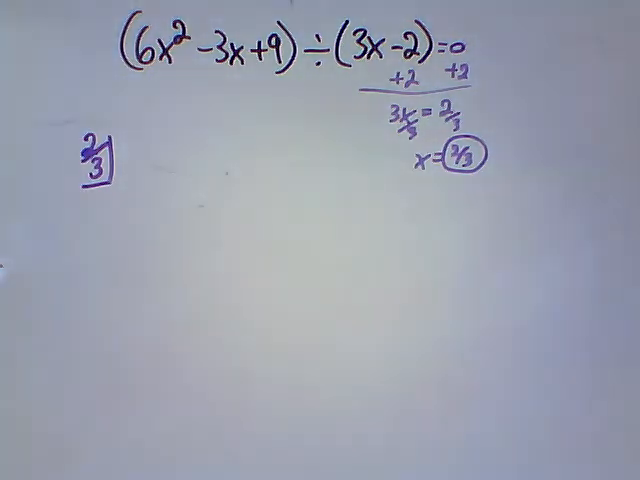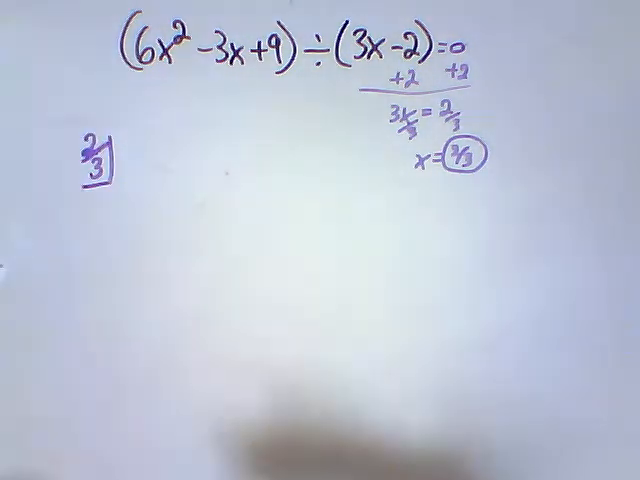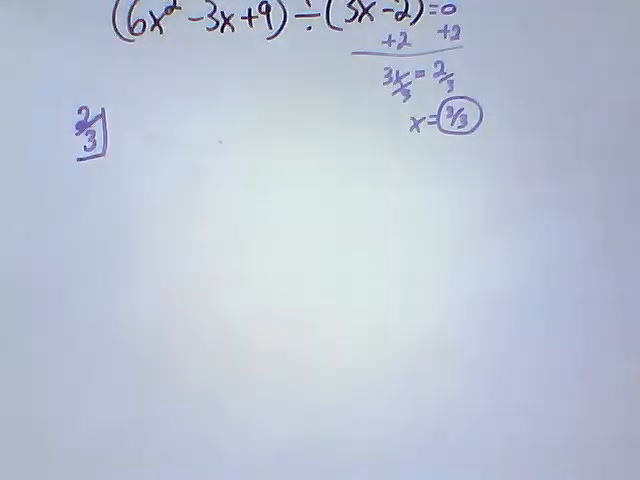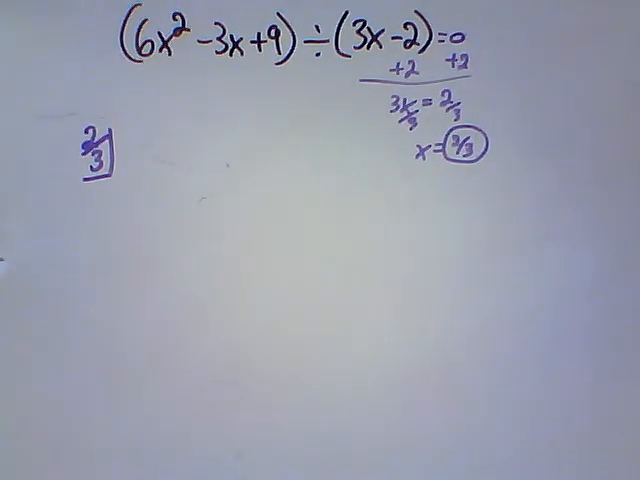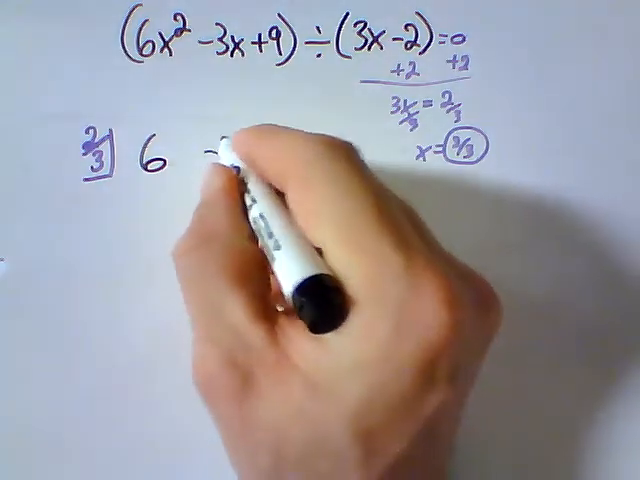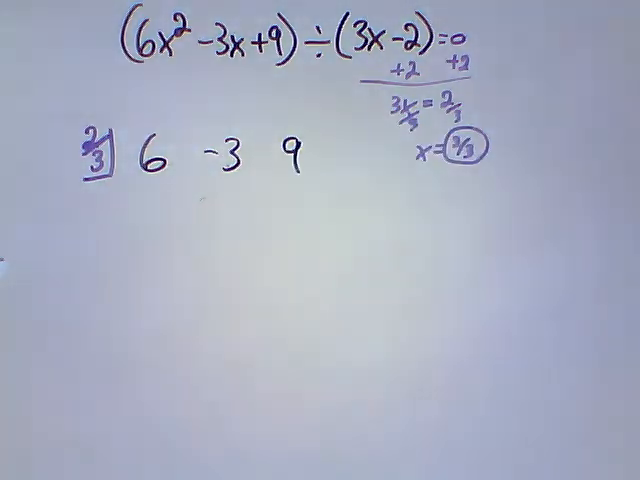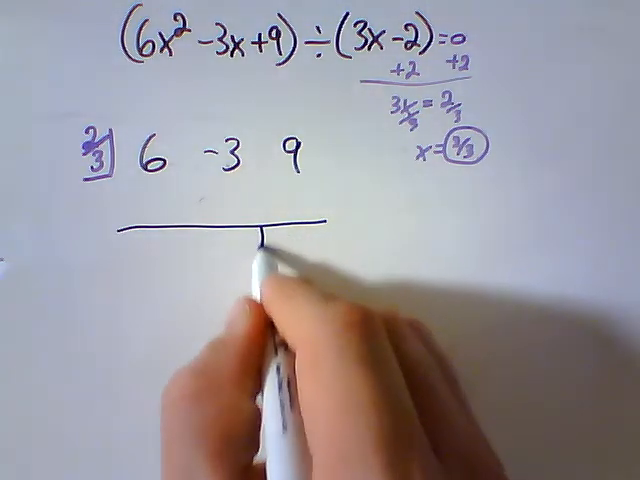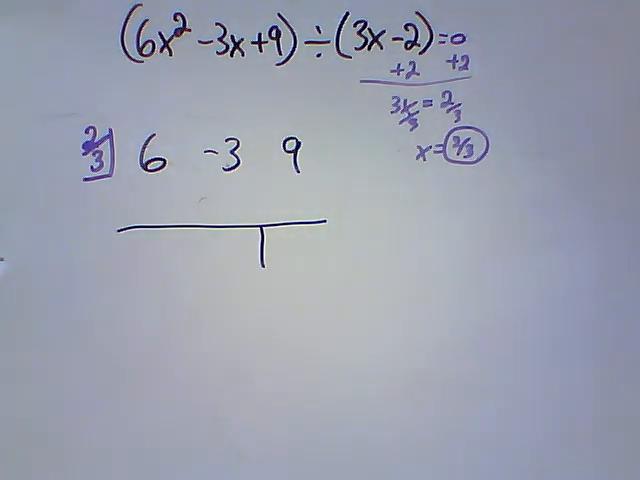Right? And then I grab my coefficients. Make sure I'm not missing any. Oh man, I moved the whole board. 2, 1, 0. We're good. So 6, -3, 9. Draw my line, show off where my remainder is going to be.